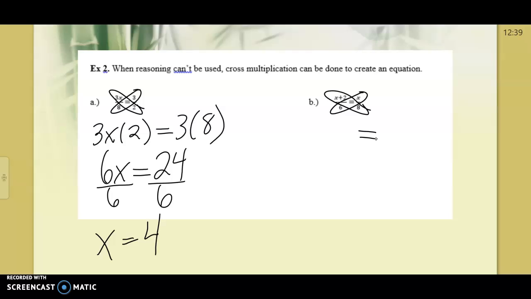I like how you said that. And that's why parentheses are important. I've got to put the whole thing, x plus 2, in parentheses. And what's on the other side?